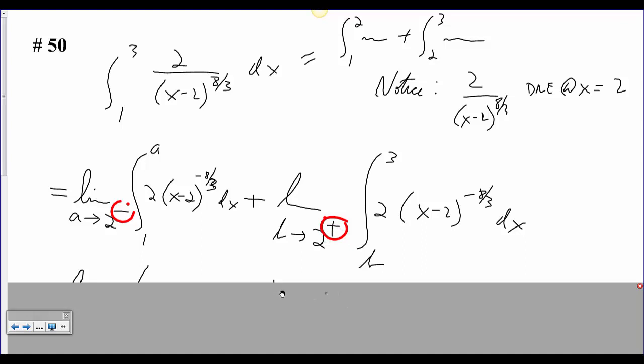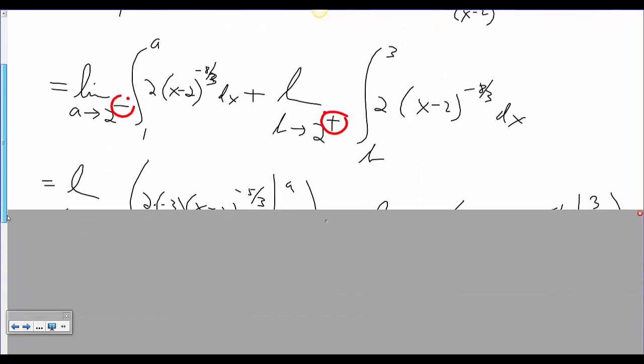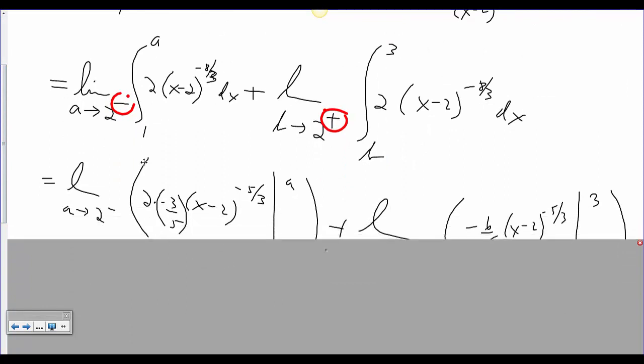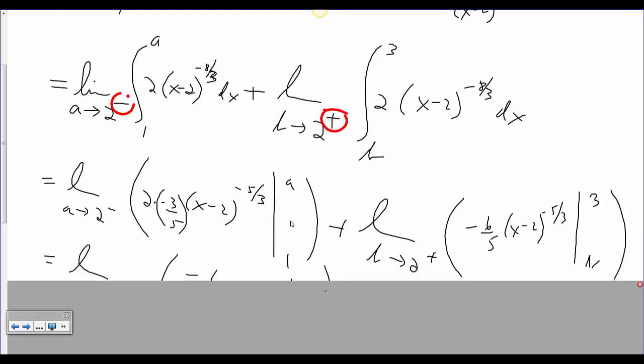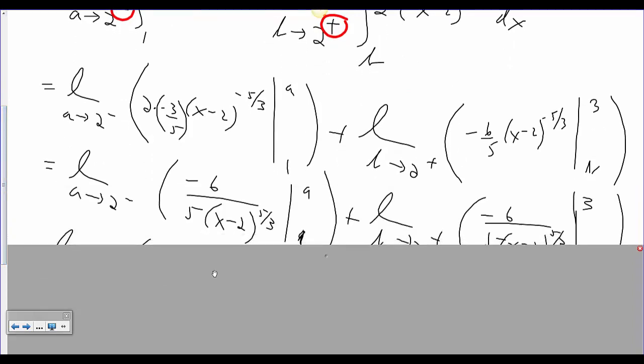Now one of the nice things about this is that it's the same integrand, so you just need to integrate it once. If we integrate it, of course, we pull out the 2, and we're going to have (x minus 2) to the negative 5/3 over negative 5/3, which is negative 3/5. So we'll get the same thing over here. This one is evaluated from 1 to a, the other one's evaluated from b to 3. Remember, we always plug in the top one first. Remember, the limit's the last thing we do. So I just simplified that a little bit.